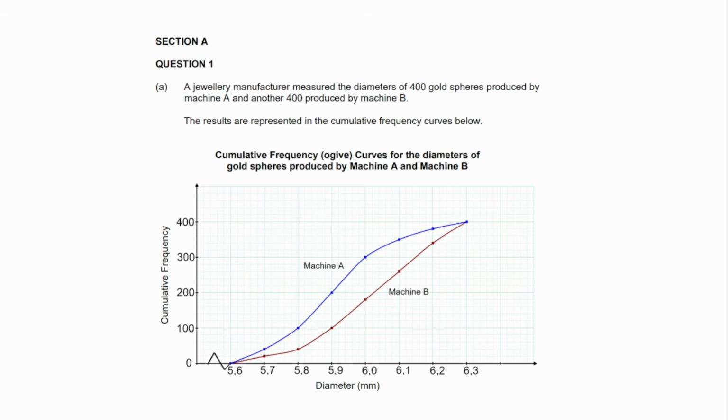Here we have a jewelry manufacturer, and they measure the diameters of 400 gold spheres. So we have 400 gold spheres produced by machine A, and another 400 produced by machine B. So there's 400 of each, A and B. And you'll see here's A, and here's B. The curve in red is our B. The results are represented in this cumulative frequency curve shown below, both of them.